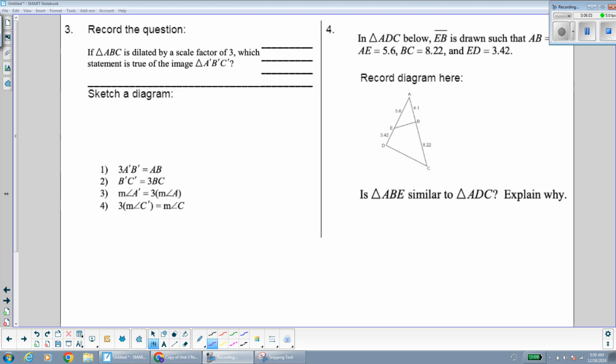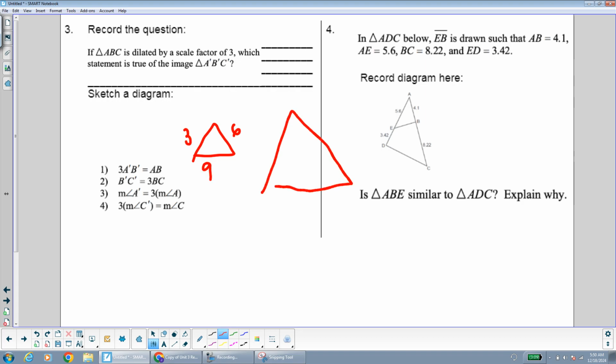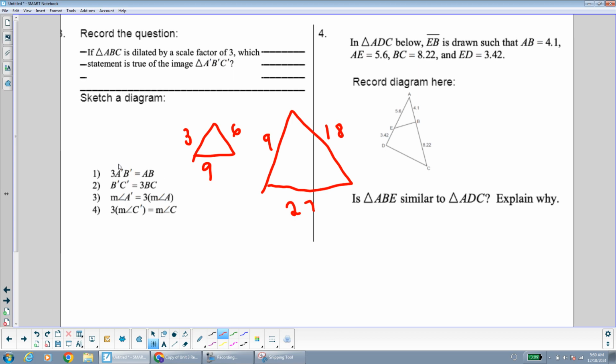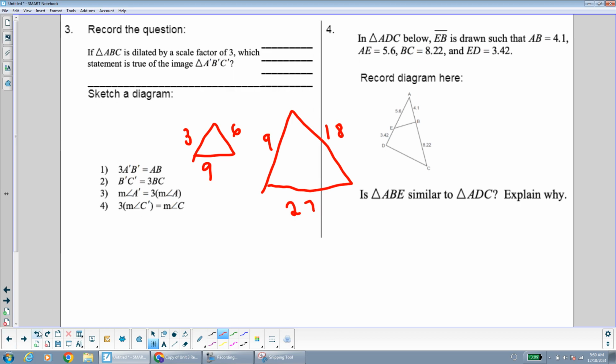In the next question, we have triangle ABC dilated by a scale factor of 3. So just as an example, I'll just draw you a picture really quickly. So let's say those are the sides of one triangle. These would be the sides of the other by a scale factor of 3. And it's asking which is true about the image. This first one says, if you take the image and you triple it, you get the original. That's not true. If you take the original and you triple it, then you get the dilated one. So this one's backwards.